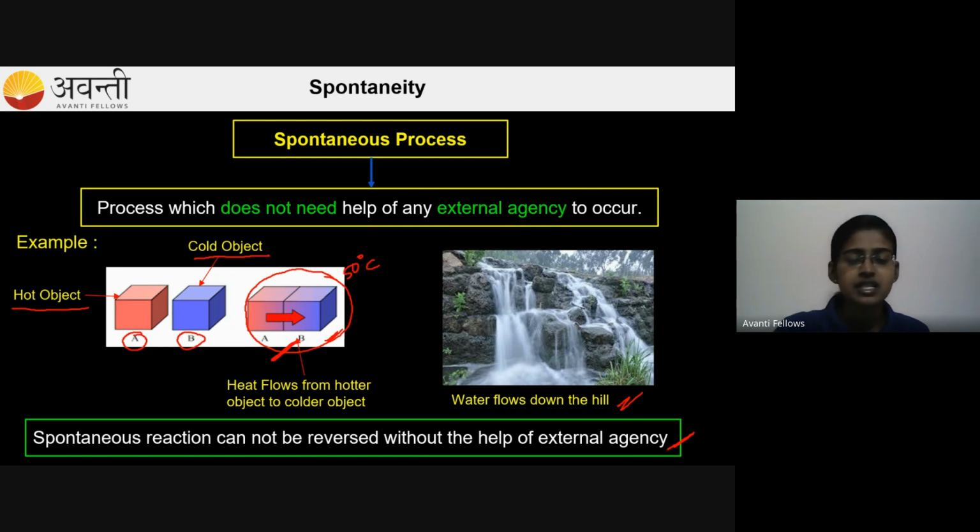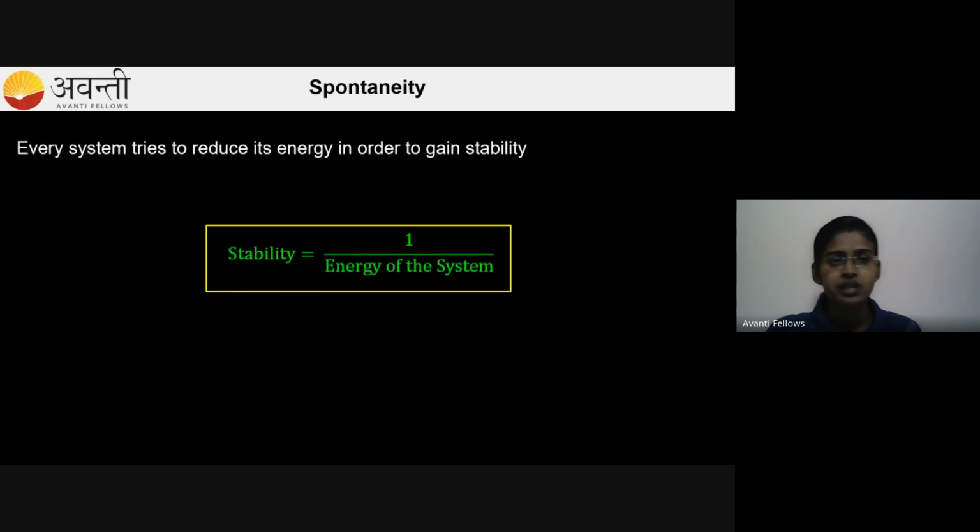Every system tries to reduce its energy in order to gain stability. Stability is inversely proportional to the energy of the system, right? If the energy of the system is very less, then the stability is more. If the energy is more, then the particular compound is least stable.